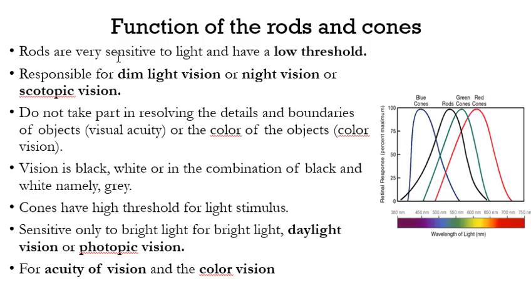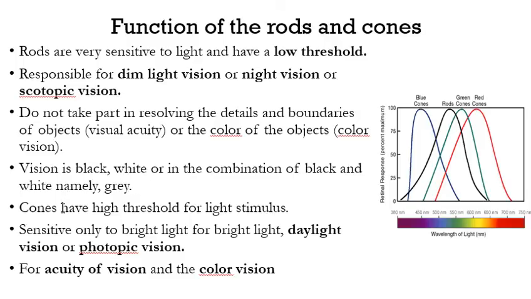So the rods are very sensitive to light and have a low threshold. They're responsible for dim light vision or night vision, and this is known as scotopic vision. They do not take part in resolving the details of the boundaries of objects, that's acuity, or the color. The vision here is just about black or white, or a combination of blacks and whites. That's gray.